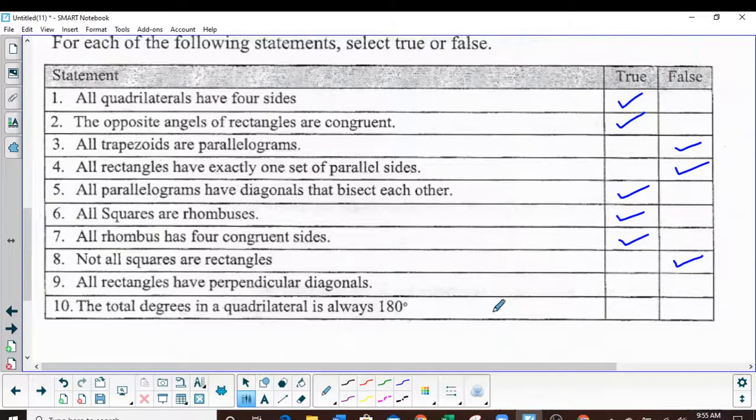All right, all rectangles have perpendicular diagonals. Now this word right here means that it would form a 90-degree angle. So perpendicular means that these lines right where they intersect form 90-degree angles all the way around like that. In this case, not all rectangles have perpendicular diagonals. Some of those angles will change and they won't be 90 degrees. The total degrees in a quadrilateral is always 180 degrees. That is false. It is always going to be 360 degrees.